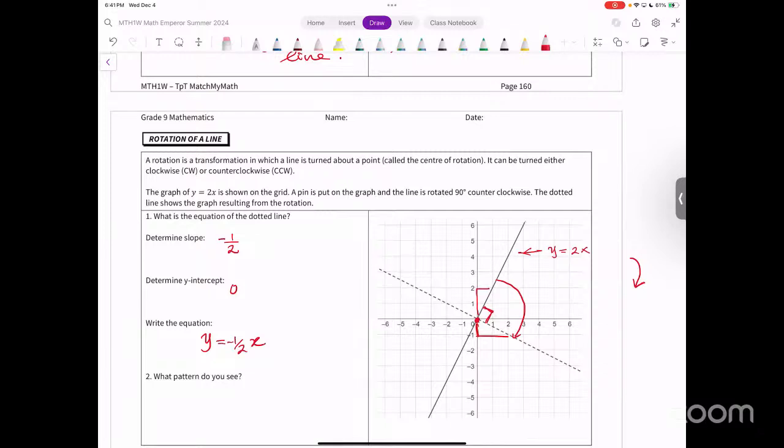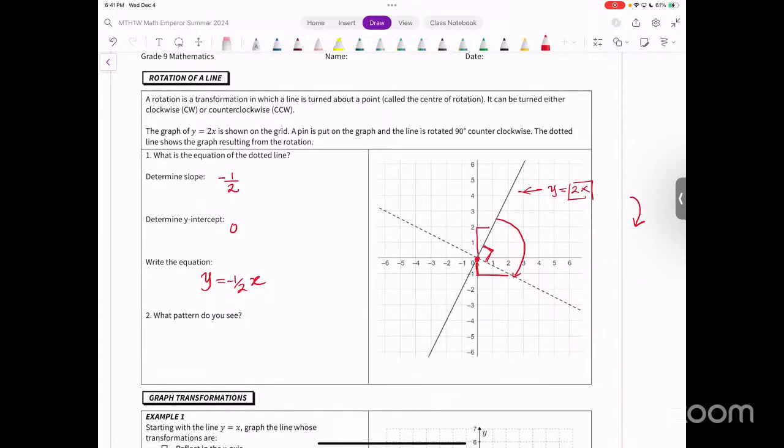Let's go back to the original one. What is my slope of the original one? 2x, isn't it? So what pattern do you see? When rotating by 90-degree clockwise, the slope changes to negative reciprocal. Negative reciprocal. What does that mean?